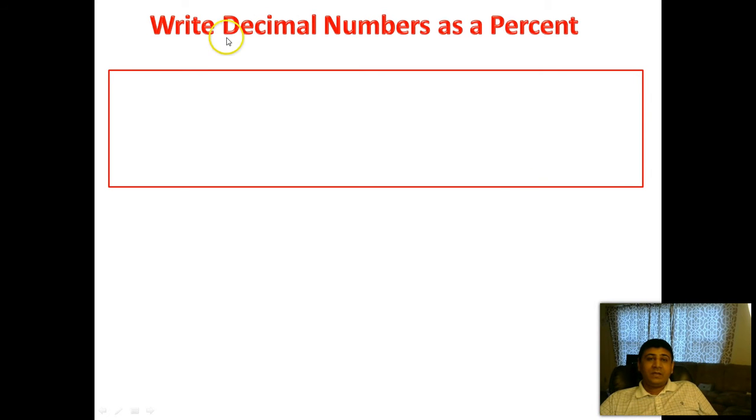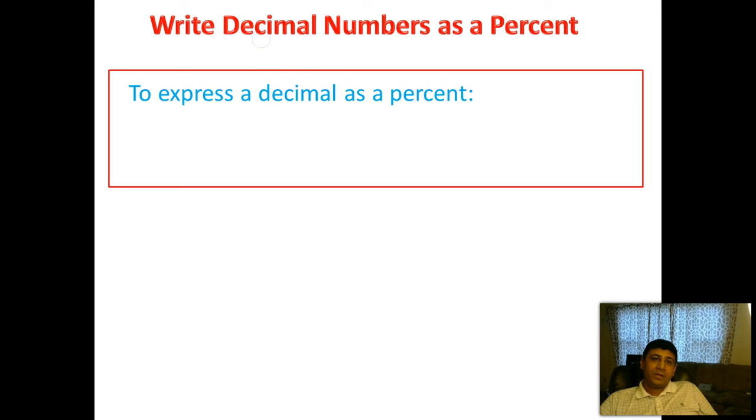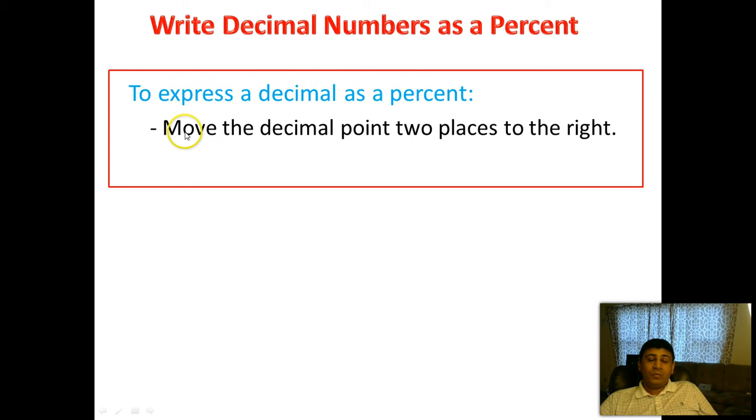Now next thing is, let's look at how to go from a decimal to a percent. So we will write a decimal number as a percent. Okay, so to express a decimal as a percent, we will first of all move the decimal point, wherever it is, 2 places to the right. Okay, and then we will just attach a percentage sign next to it.